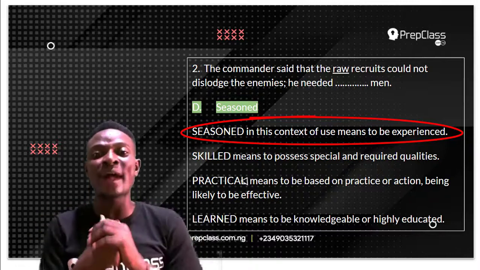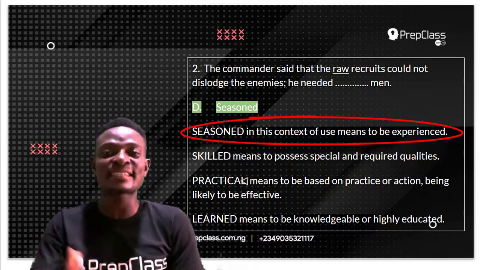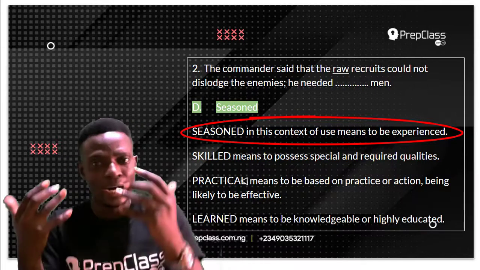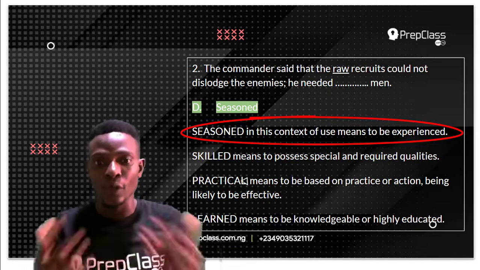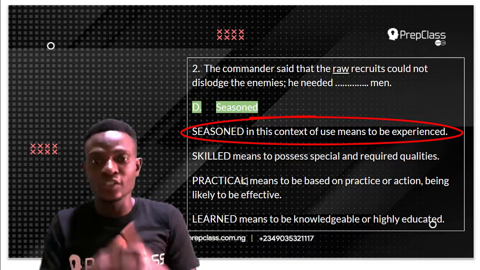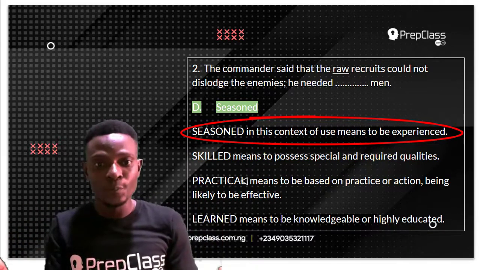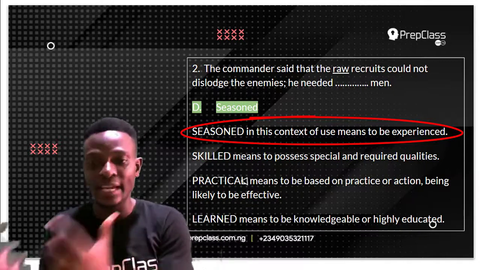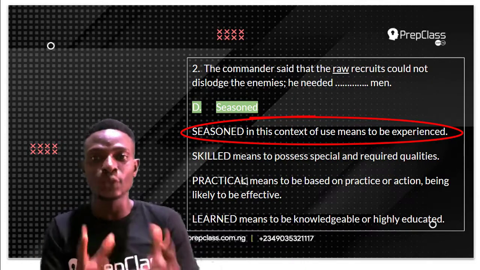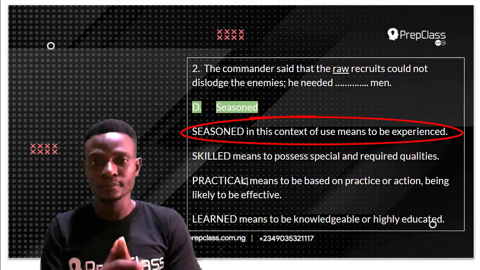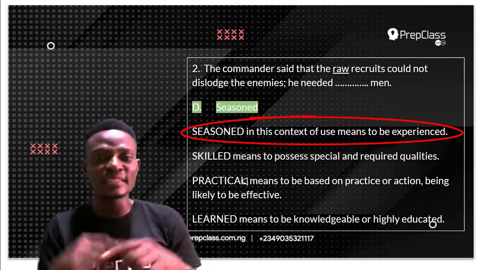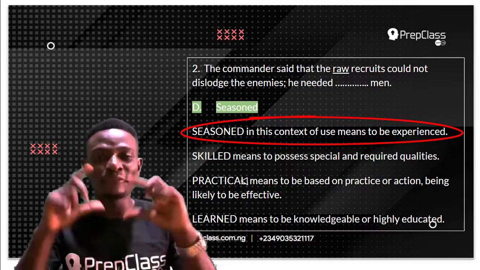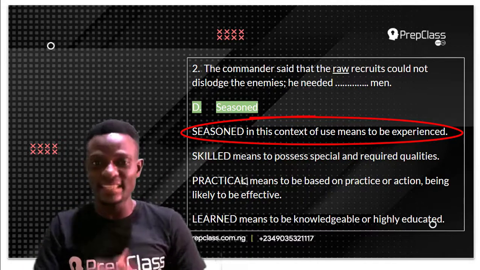It's not practical, because practical means to be based on practice or action, being likely to be effective. Now, this is not the opposite of raw, because raw does not mean something that is impractical. It is not learned, because learned means to be knowledgeable or highly educated. Now, this is not the opposite of raw. Raw in this context of use means to be new or inexperienced. So the opposite of raw here that can fill the space correctly and appropriately is seasoned.